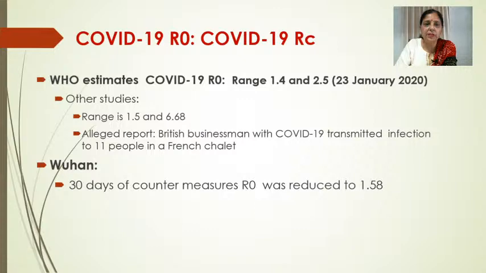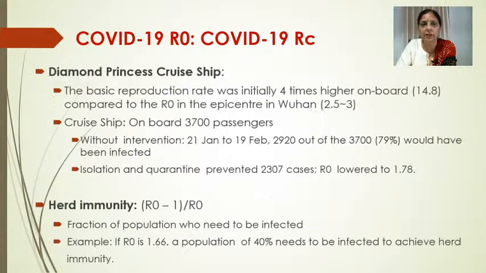Now WHO estimates of the R0 number were in the range of 1.4 to 2.5 on 23rd of January 2020. However, there are various studies which showed a range from 1.5 to 6.68, and even reports of a British businessman with COVID-19 who transmitted the infection to 11 people in a French chalet. In Wuhan, after 30 days of countermeasures, the preventive measures they took, the R0 number was reduced to 1.58, and that is how they were able to control the epidemic.